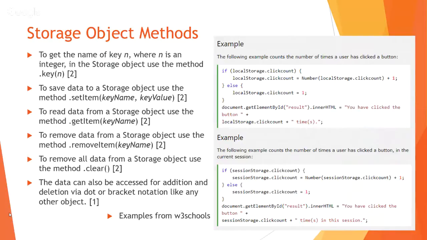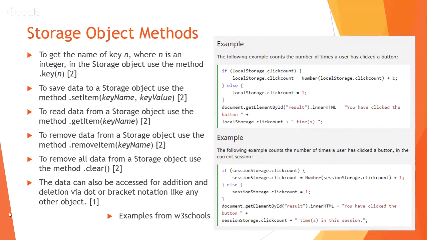And to remove data from the object, you can use removeItem, and you specify the key name, so the key you want to remove. To remove all data from the object, you use the clear method. The data can also be accessed for addition and deletion via dot or bracket notation like other objects.